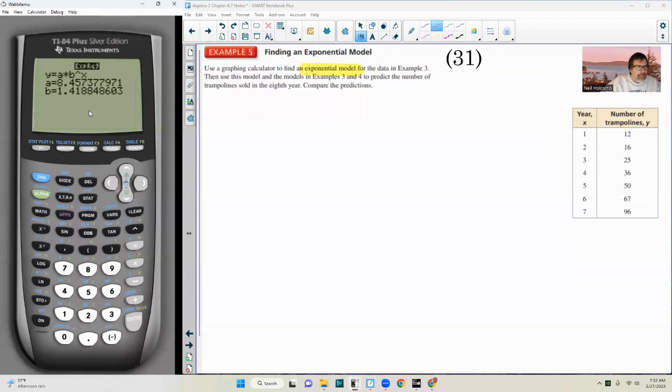So A is 8.45. So then you take your equation and you just write it out. Y equals A, which is 8.46, times B, which is 1.42 to the power of x. Okay, and that's what they're showing in the book, I believe. Let me take a look.